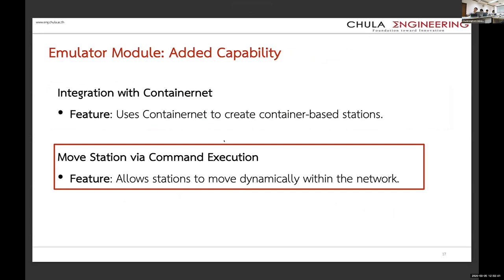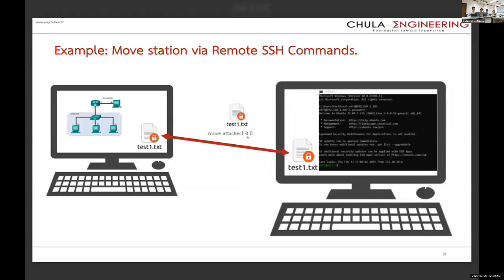So our new feature that we added here is moving a station via command execution. This is like our strategy for attacker modules, where we want to move the attacker station. So how can we type the command to execute to move the attacker station?